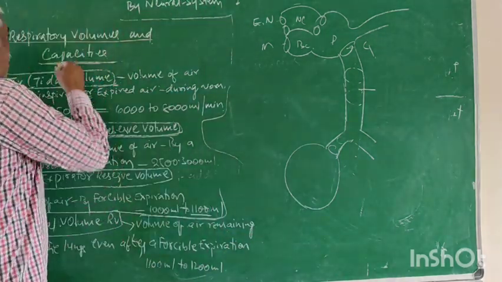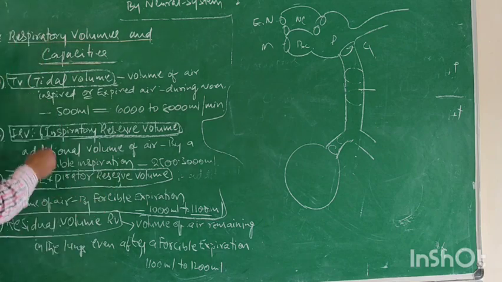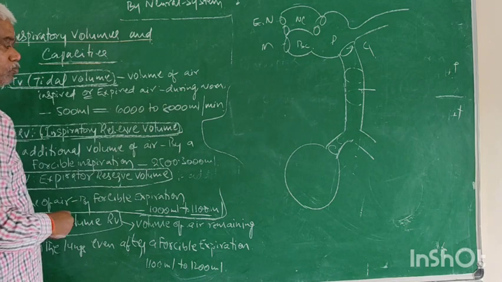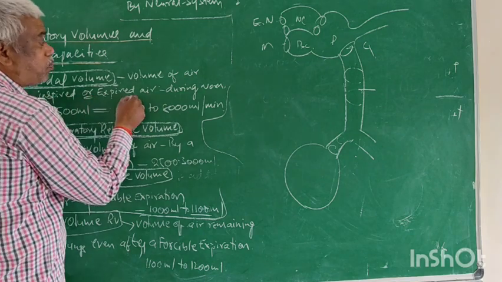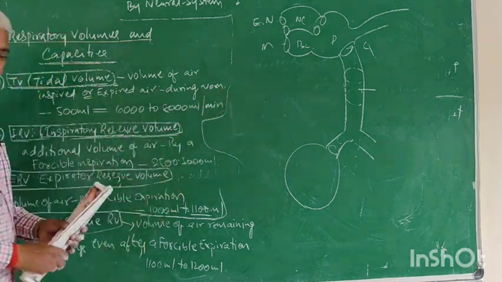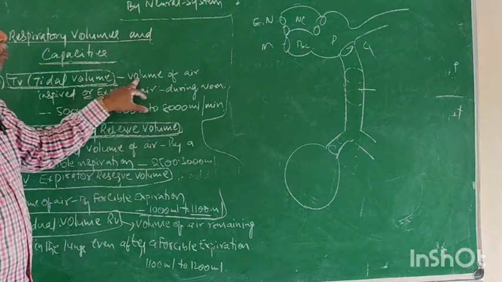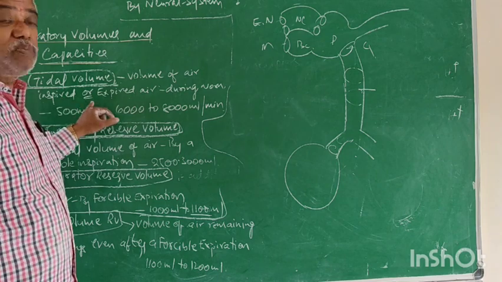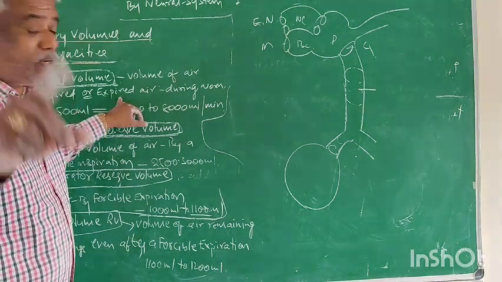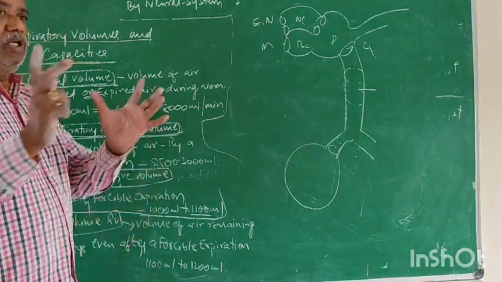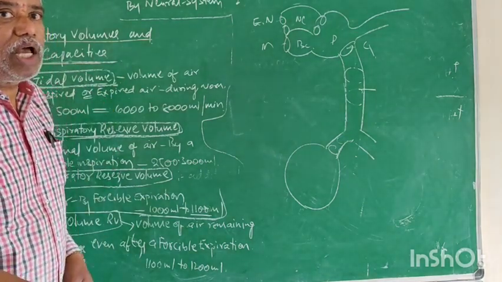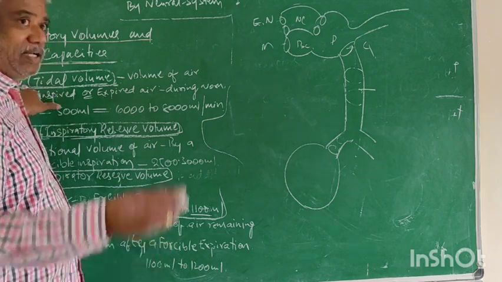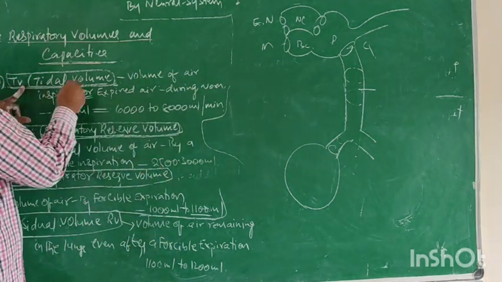Now, respiratory values. Tidal volume: the volume of air inspired or expired during normal breathing. The amount of air inspired or expired by a person during normal breathing, whatever we take in, inspired or expired normally, that is the definition of tidal volume.